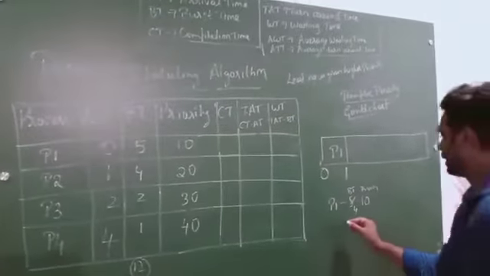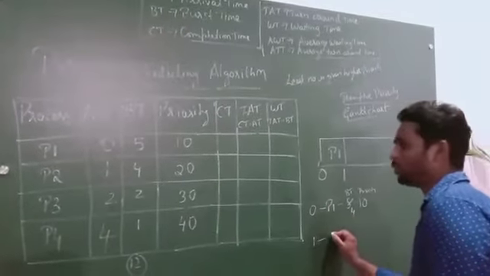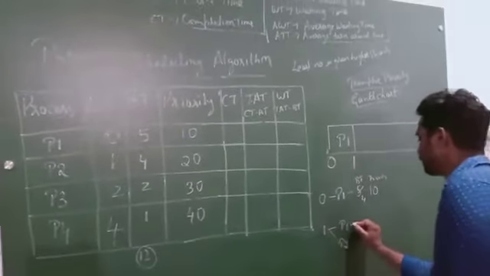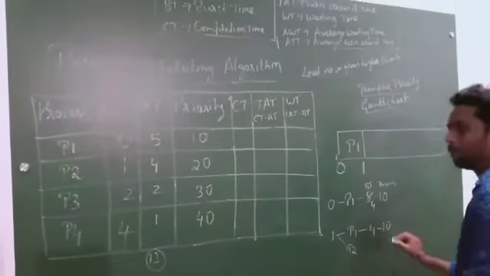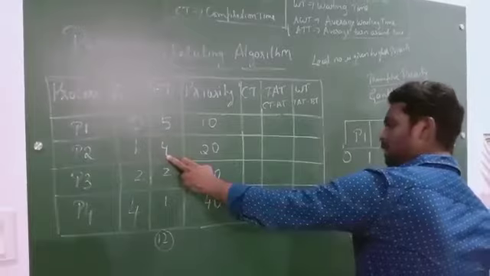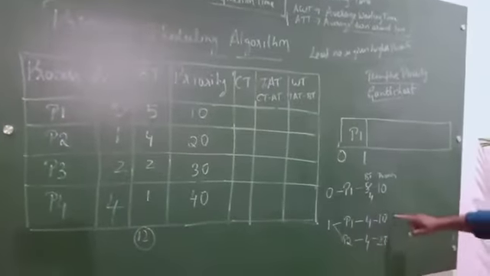Okay, next. Now this is at 0 second. At 1 second, which processes can execute? P1 can execute and P2 can execute. P1 has burst time 4 and priority 10. P2 has burst time again 4, and the priority is 20.